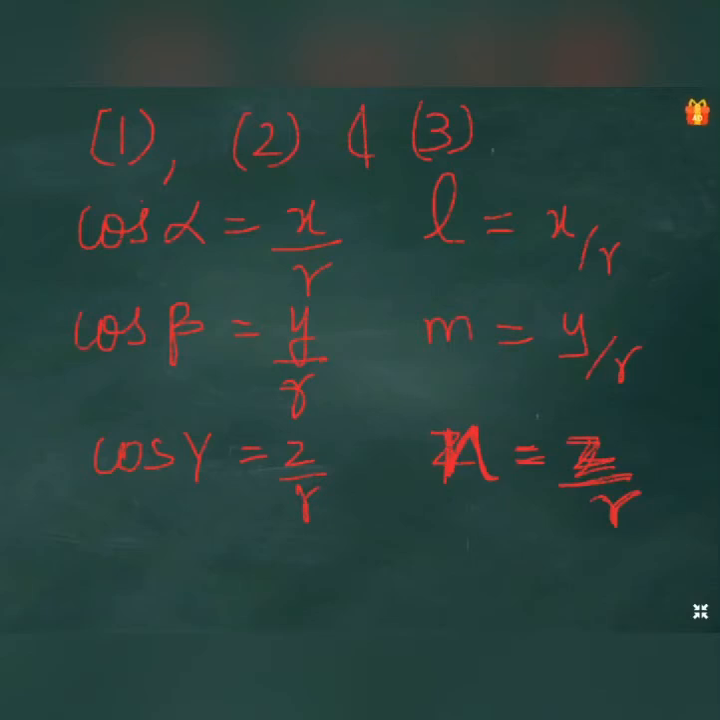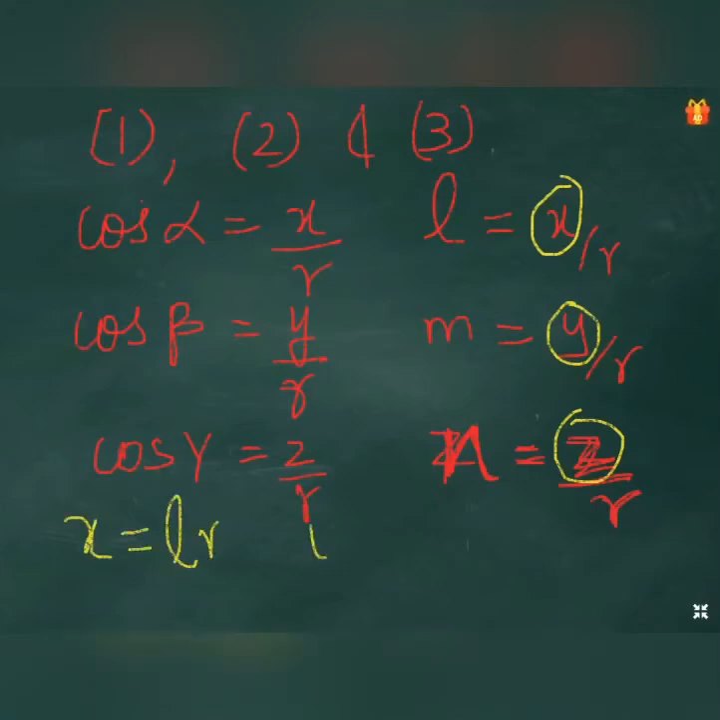So l is equal to x by r, m is equal to y by r, and n is equal to z by r respectively. This x, y, z are nothing but the coordinates of point P. So x can be written as lr, y as mr, and z as nr respectively. The point of doing all the triangles and deriving 1, 2, 3 is to learn about the direction ratios. So, what are direction ratios? Direction ratios in vectors are nothing but the coordinates of the point P.